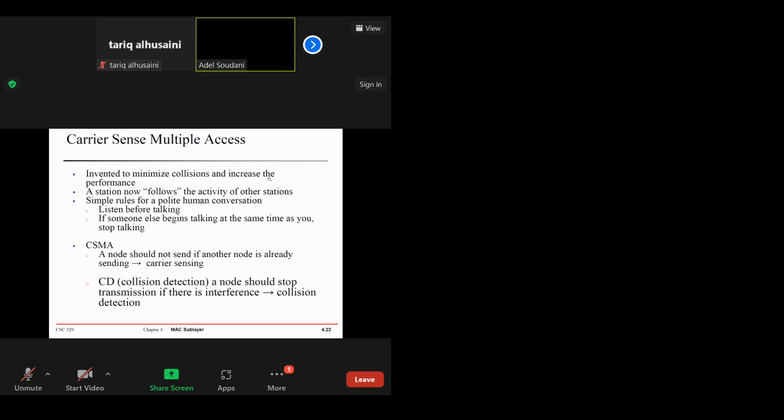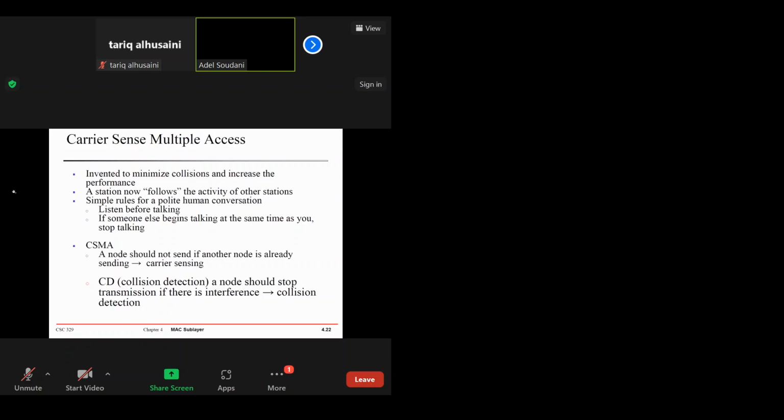So one station now follows the activity of the other stations. The simple rule is like a polite human conversation. We listen before talking. If someone else is talking, we just have to wait until that person finishes talking. Otherwise, we can start talking. But if we detect that someone else is talking simultaneously, we have to stop talking. So a node should not be sending if another node is already sending. This is the simple rule.